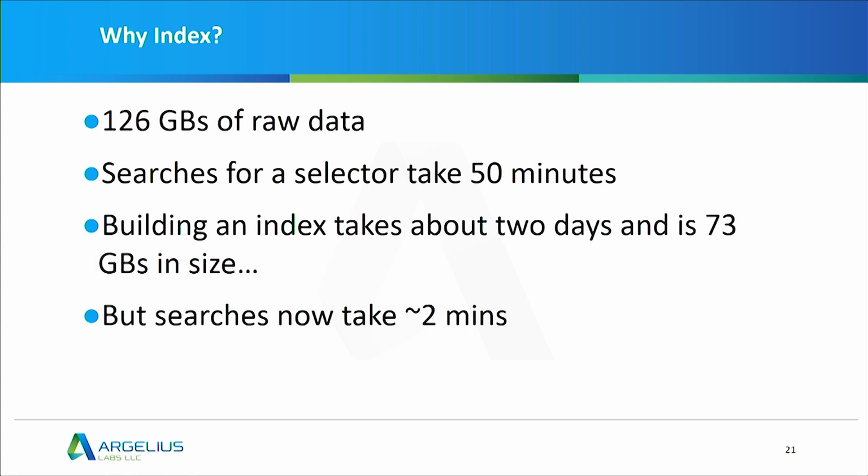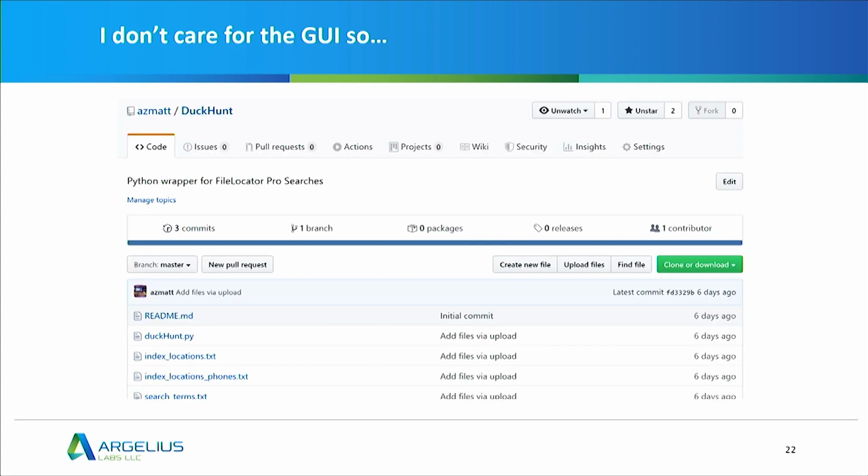But now that I've taken 2 days of effort to index the data, and now that I'm willing to give up another 73 gigs of storage, my searches take about 2 minutes now instead of 50 minutes. And now I have something that's usable, right? Now I can take something that's giving me results back in like 15 minutes, maybe half an hour, instead of a day. And it was a heck of a lot easier.